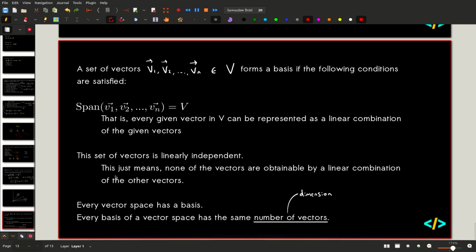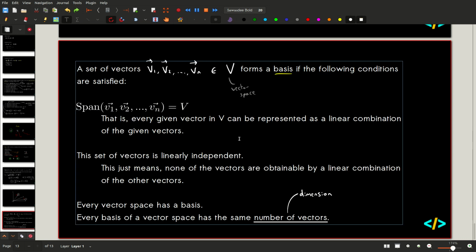A set of vectors in some vector space V forms what we call a basis if the following conditions hold. First, the span of all of these vectors is V. What that means is we can reach anywhere in this vector space. We can get any of these vectors by using a linear combination of these vectors.